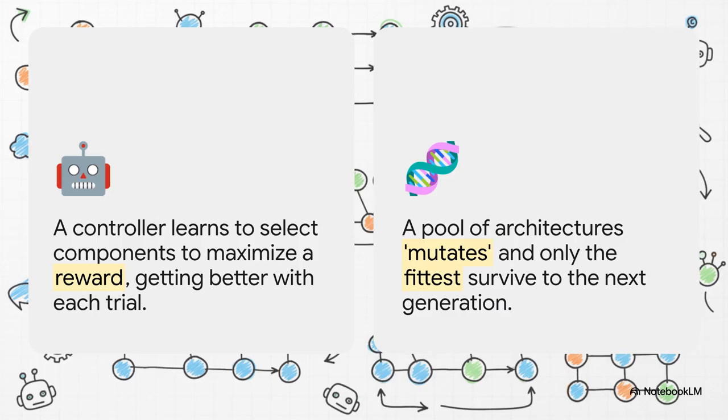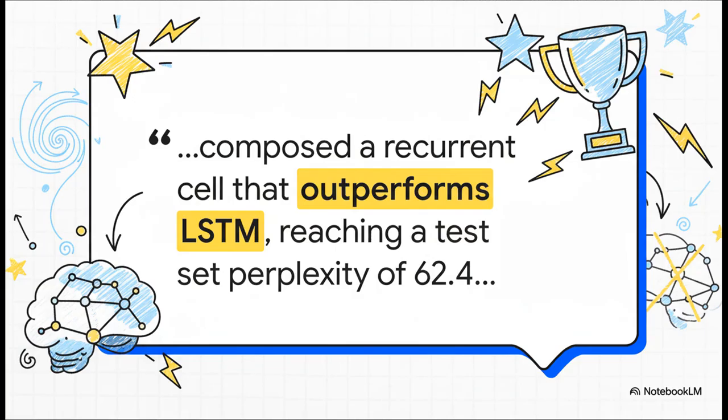Then, on the other side, you have evolutionary algorithms. This is straight out of Darwin. You start with a whole population of random AI designs, and only the fittest, the ones that perform the best, get to survive and mutate into the next generation. Kind of cool, right?